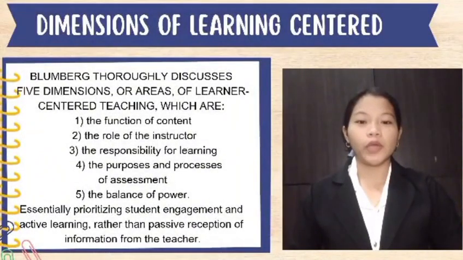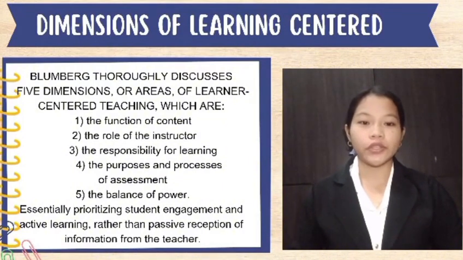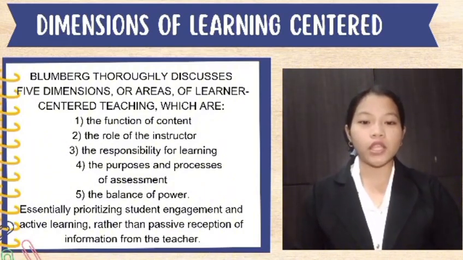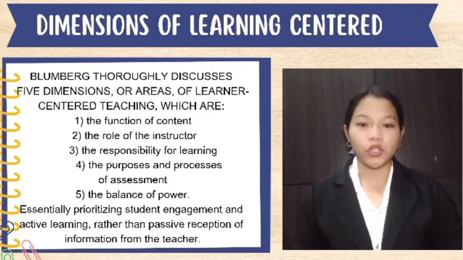There are 5 dimensions according to Blumberg's. It describes a framework for learner-centered teaching, shifting the focus from the teacher as the sole source of knowledge to the student as an active participant in their learning. Each dimension contributes to creating a more engaging and effective learning environment. So here are the 5 dimensions.